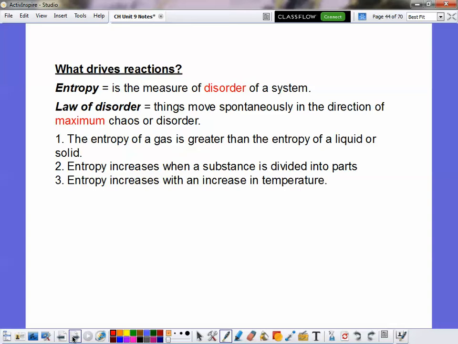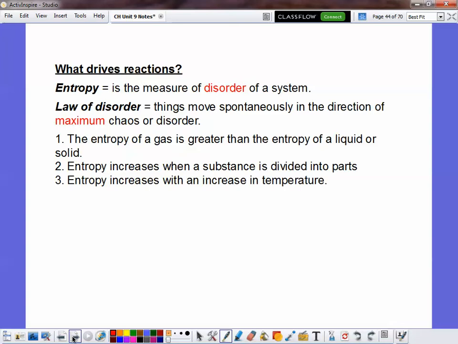All right, so a few rules. The entropy of a gas is going to be greater than the entropy of a solid or liquid. The more chances for motion of the particles, the higher the entropy. Also, entropy increases when the substance is divided into parts. So, a couple examples here.